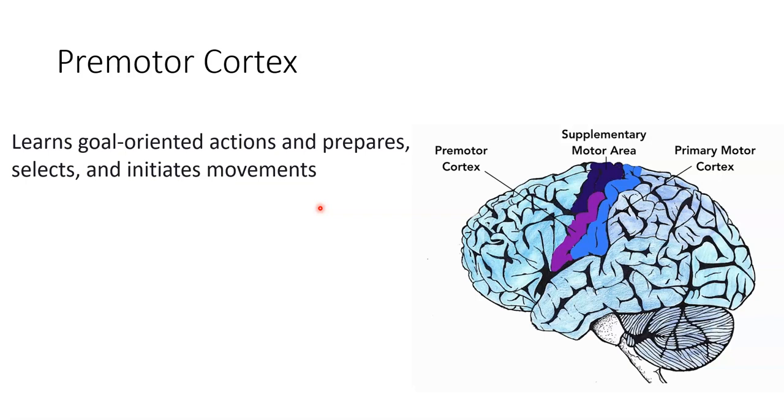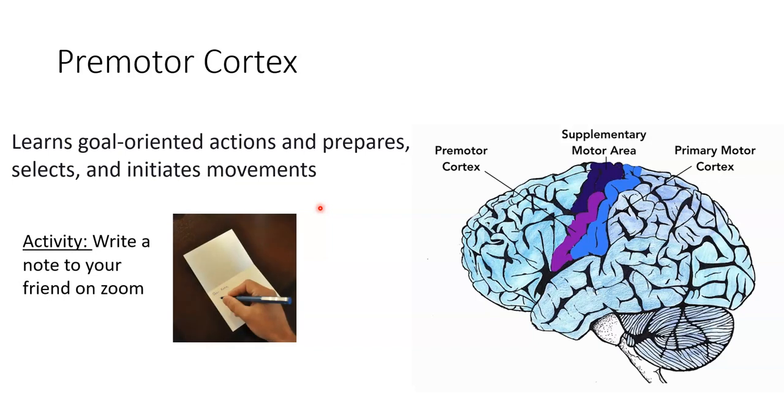So what it does is it ensures, for example, if you were to write a note to your friend on Zoom or in person, the premotor cortex will ensure that to write a note, you first have to search for a pen and paper instead of first writing the note up in the air. And then it will plan and initiate, it will coordinate with the prefrontal cortex to ensure what you want to write. And it will ensure that you have good posture for your forearm and hand, and that the motor area knows how to perform this action. So it helps to plan the movement and initiate the movement.